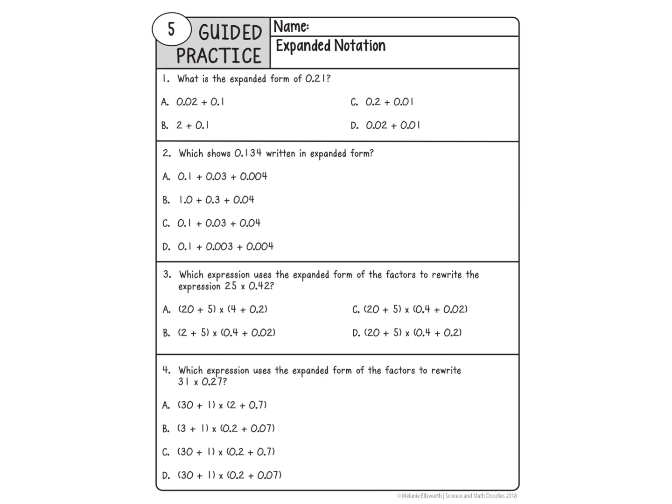On number 1, what is the expanded form of 2100s? You should have C. Number 2, which shows 134 thousandths written in expanded form? Yes, it is A. Number 3, we're trying to find the expression in expanded form of the factors to rewrite the expression 25 times 42 hundredths. We know it can't be B. It is C. And the last one, which expression uses that same expanded form of the factors to rewrite 31 times 27 hundredths? And yes, it is D. Very good.